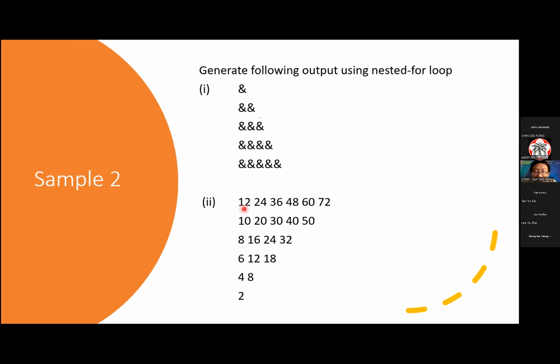How do we get this? Why is it that each line is able to print out this type of sequence? Can you see how to get the sequence? Say for example in the first line, we start with 12. Then we multiply by 2, we get 24.